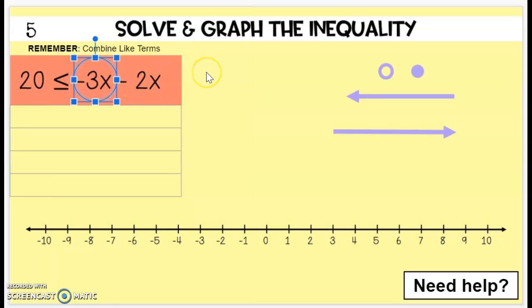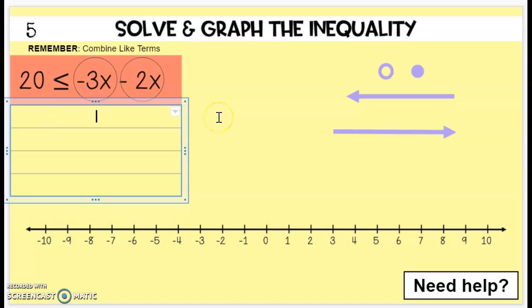We have a negative 3x and we have a negative 2x. These are the like terms because they both have the variable x. Even though the coefficient, the number in front of it, is different, they both have the same variable, which makes them like terms. Now notice how I circled the sign as well as the term, the number and the letter, because that sign is connected to that number that's in front of that x. They go together. So I'm going to rewrite this.